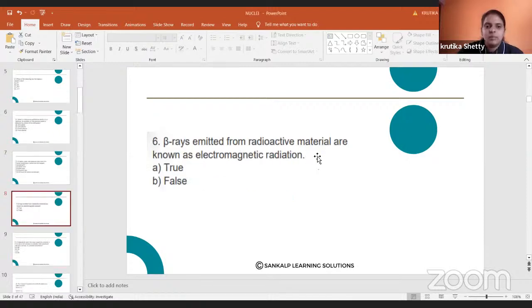Beta rays emitted from radioactive material are known as electromagnetic radiation. So beta rays emitted by the radioactive material. Radioactive materials give three types of rays: alpha rays, beta rays, and gamma rays. So are they known as electromagnetic radiations? Whether it is true or not.